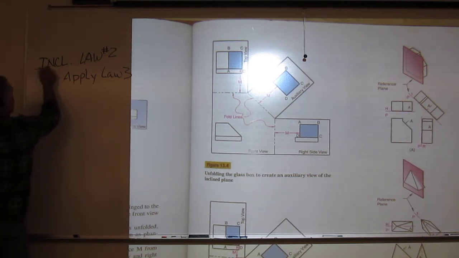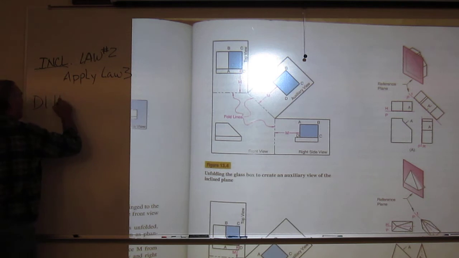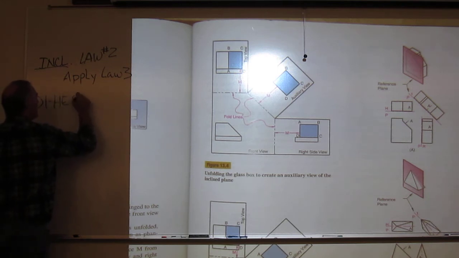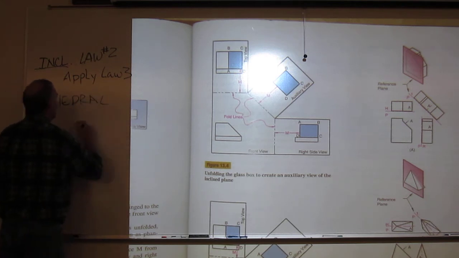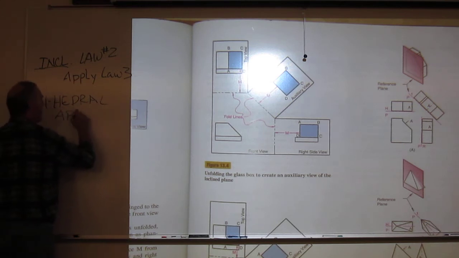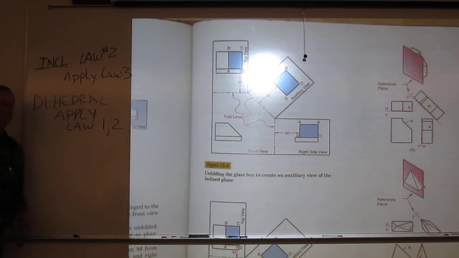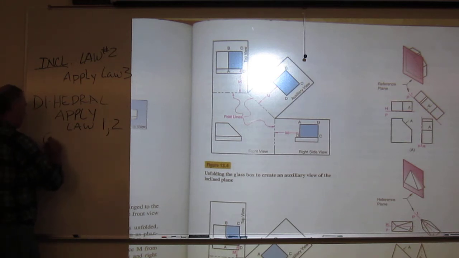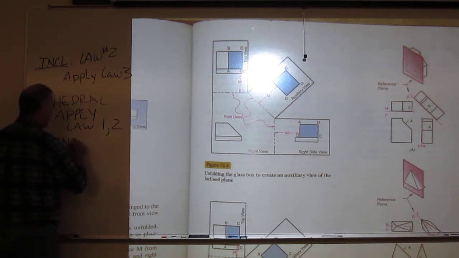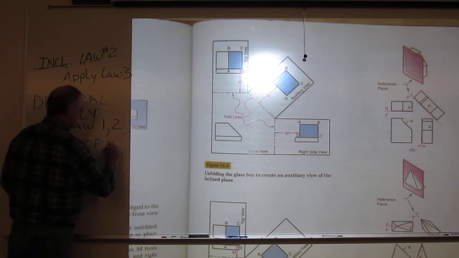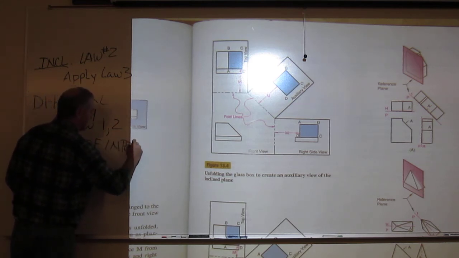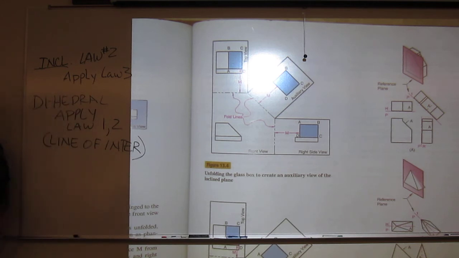If you have a dihedral, you need to apply law 1 and 2 because we want to get to the edge view. Keep in mind that you are always looking at the line of intersection on those two planes.